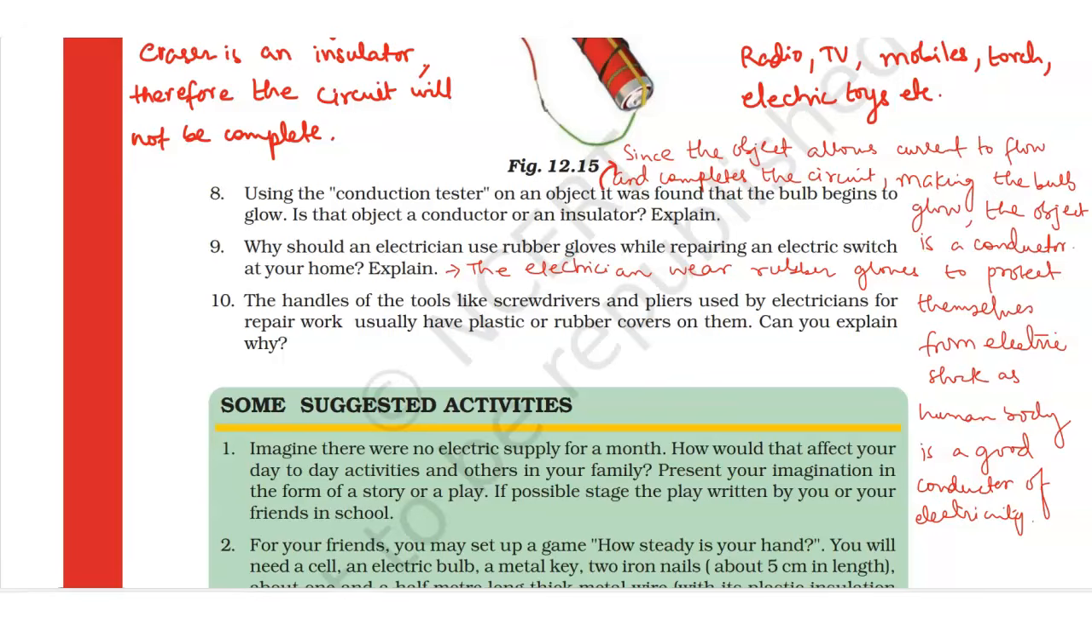The handles of the tools like screwdrivers and pliers used by electricians for repair work usually have plastic or rubber covers on them. Can you explain why? Obviously, again, the same thing. Without the help of insulators, the use of electric tools like pliers and screwdrivers will give electric shock to the user. Okay, so the handles of such tools are made up of plastic and rubber covers, as they are insulators and they can prevent the user from any accident or shock.